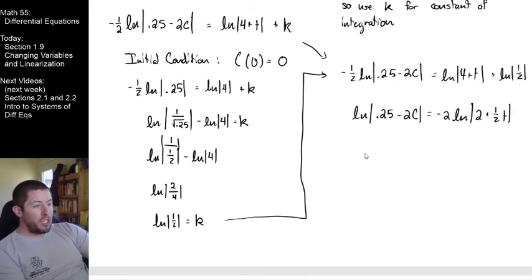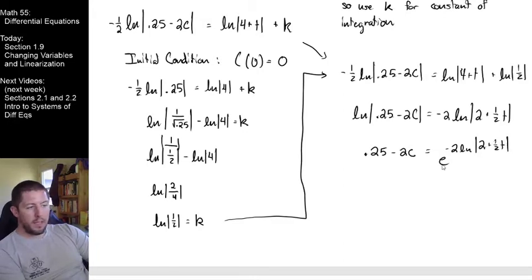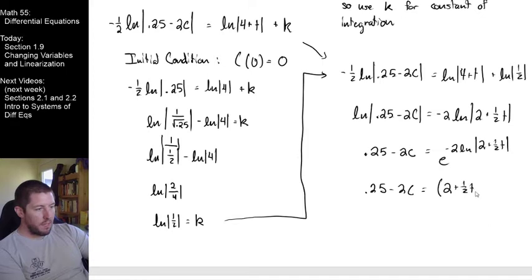Right. I can exponentiate now. 0.25 minus 2c equals e to the negative 2 ln of 2 plus 1/2 t. I know that I can write this negative 2 as a power and let the e and the natural log cancel. So this should really just be 2 plus 1/2 t to the negative 2 power, right? The negative 2 became the power on the quantity inside the natural log. E to the power of a natural log cancel, leaving us just with 2 plus 1/2 t to the negative 2. And now I just got to subtract 0.25 and divide by negative 2, and we are good here.